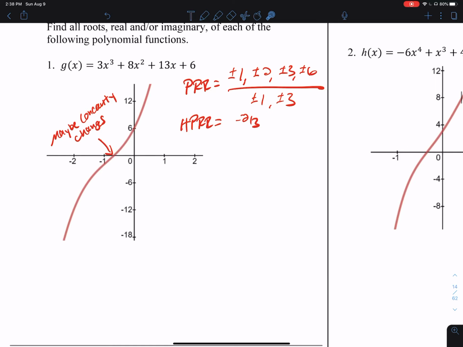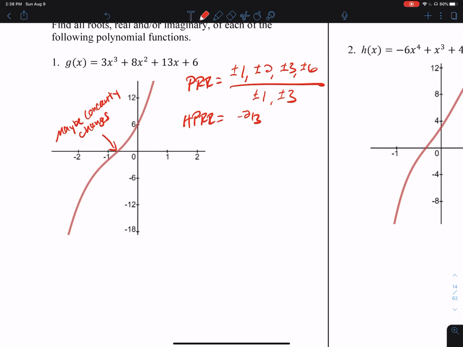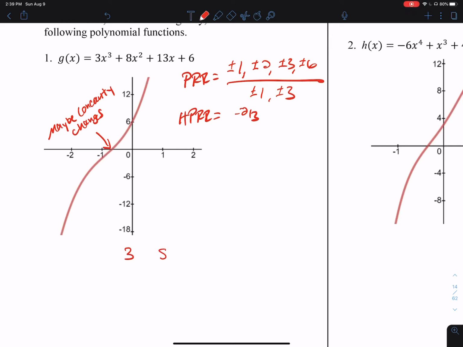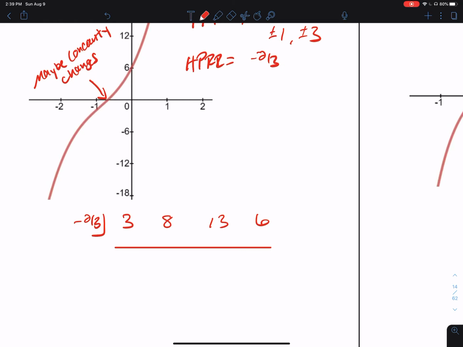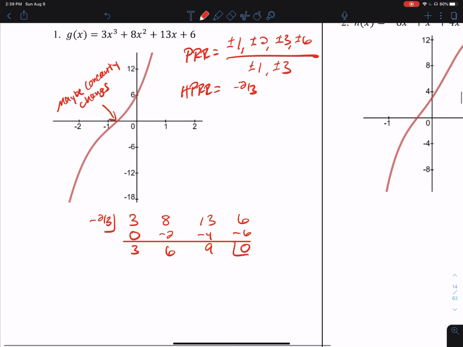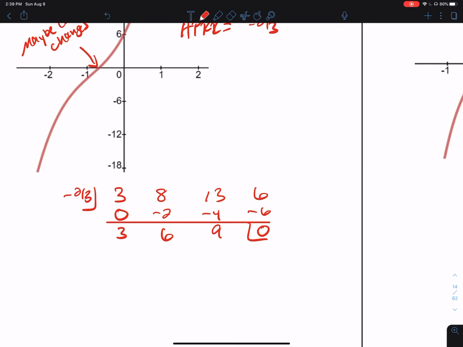Let's see. So I'm going to take coefficients 3, 8, 13, and 6, and divide it by negative 2/3 and see if it goes. If it goes once, maybe I'll try it a second time, see if it goes again. When I multiply negative 2/3 times 3, the 3's cancel, I get negative 2. I add, 6 divided by 3 is 2. 2 times negative 2 is negative 4. If I add these, I get 9. 9 divided by 3 is 3. 3 times negative 2 is negative 6. So that worked. Maybe this would work again. I'm just going to try it.